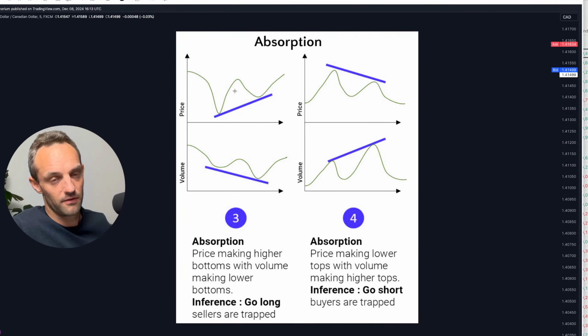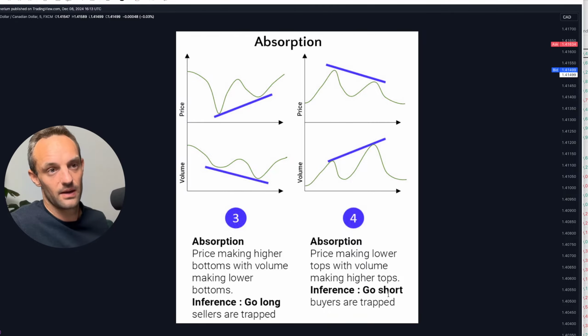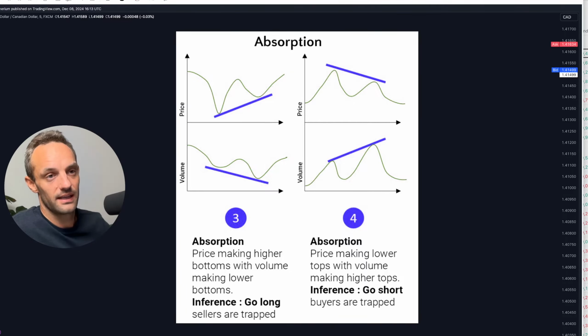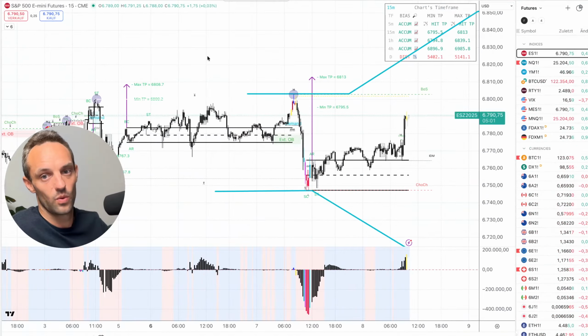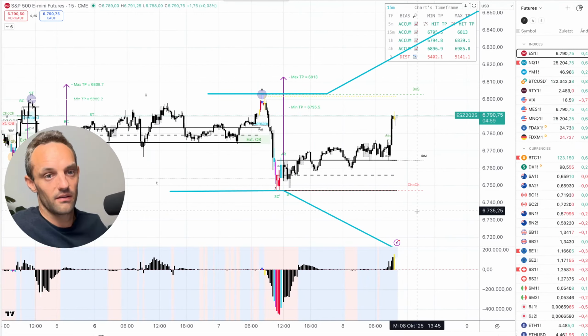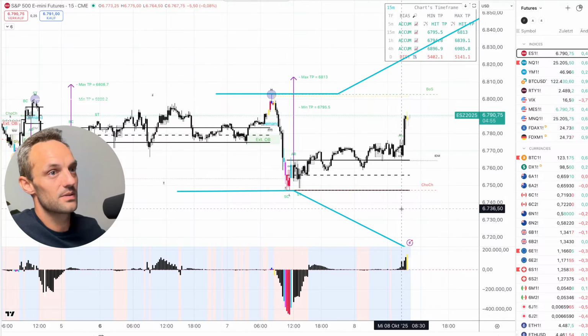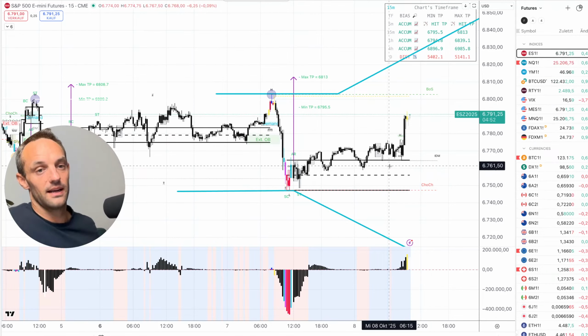And if we don't see new all-time highs today and tomorrow in the US indices, we have an absorption with lower highs and higher volume. So buyers are trapped and we need to think about going short or at least selling our long position, taking profits, securing the risk, managing the position at least. This is one of the most important things.